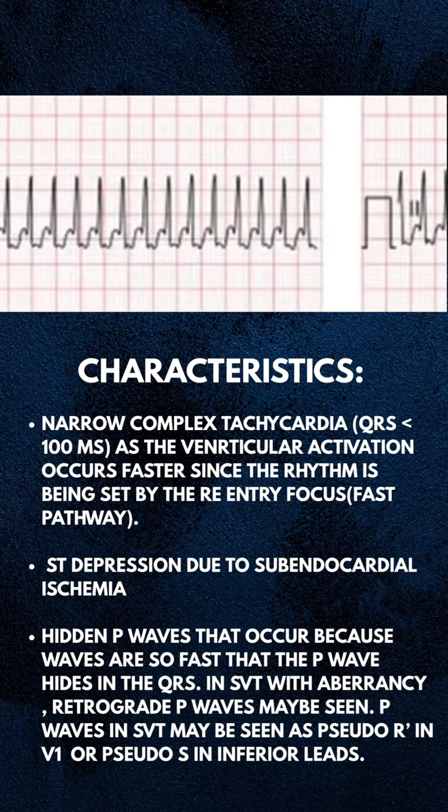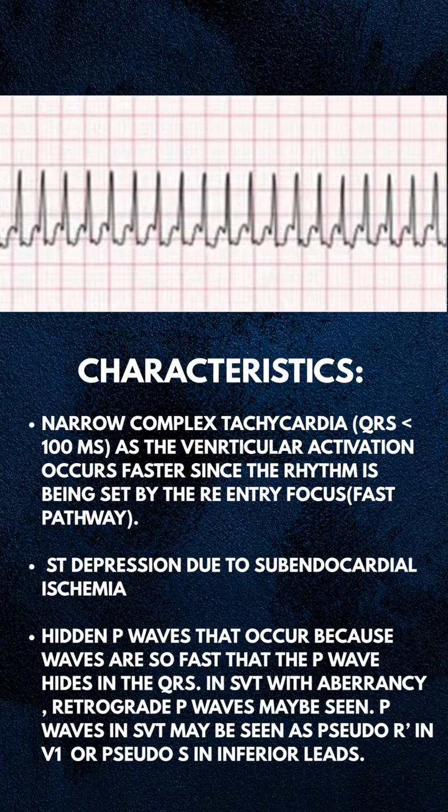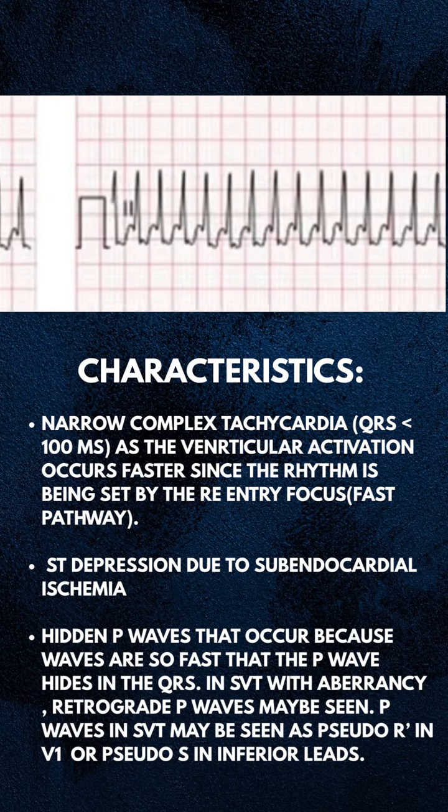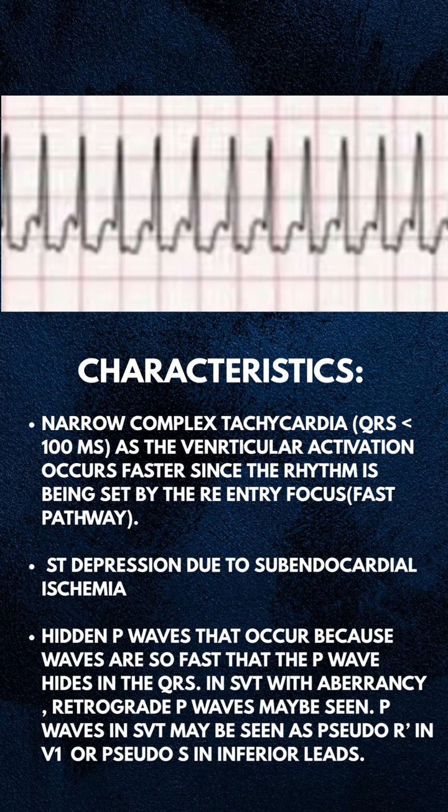Right. So this is a narrow complex tachycardia because obviously the QRS duration is shortened. This occurs because the ventricular activation occurs faster since the rhythm is set by the re-entry focus and not the SA node. Secondly, there is ST depression due to subendocardial ischemia.